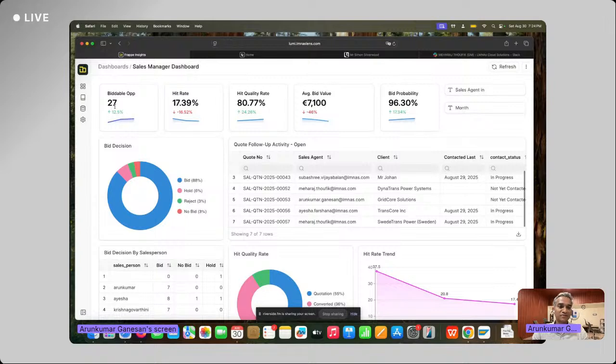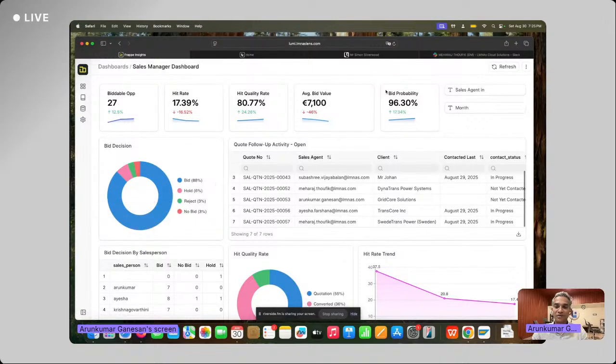So there are 27 biddable opportunities, meaning opportunities where the sales team qualifies that it is biddable. About 88 percent of their current opportunities are biddable. Only three are rejected, 3% are qualified for no bid, and six, for some reasons, are put on hold. But 88% they are saying biddable, right?